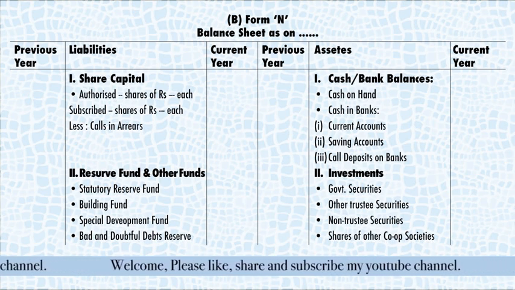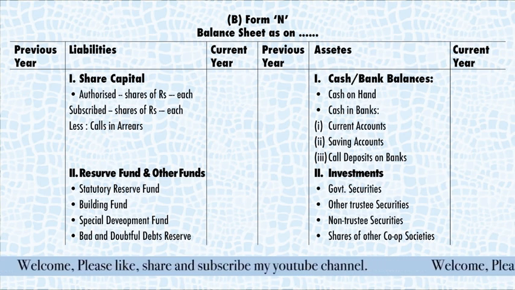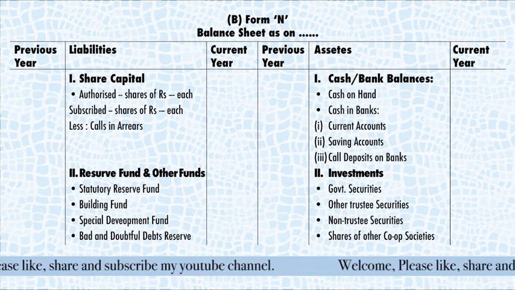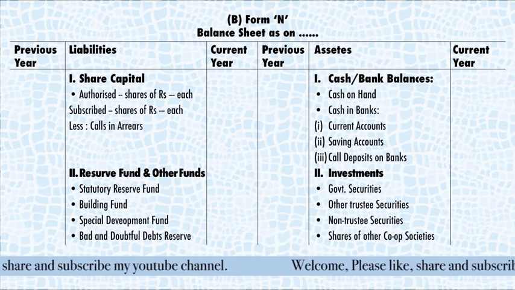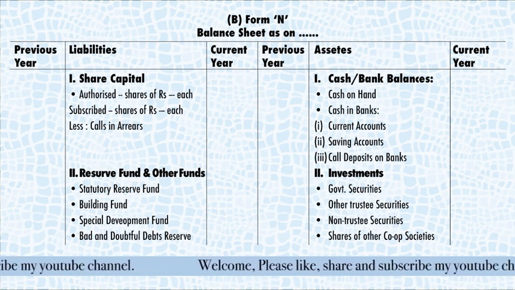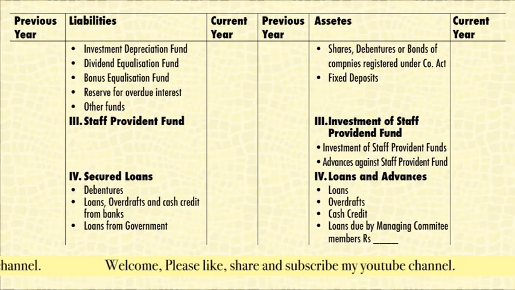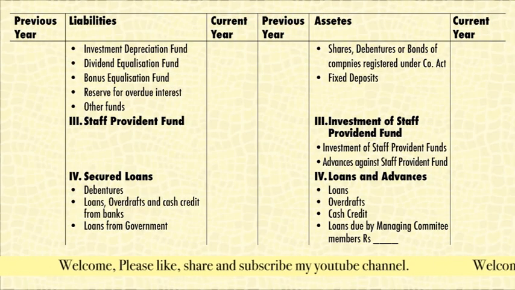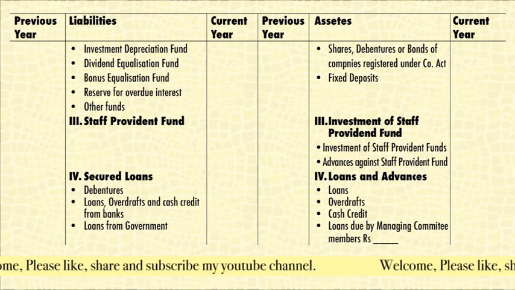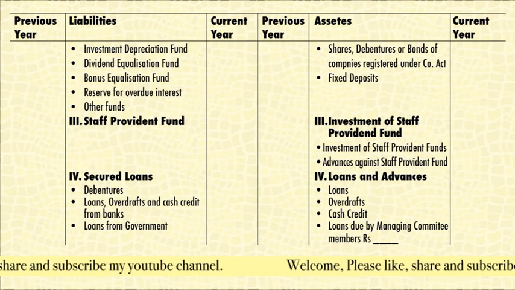The second part is reserve fund and other reserves or other funds. Always remember, in reserve fund you have to take all the reserves, all kinds of funds. You can see the things I've given down: statutory reserve fund, building fund, special development fund, bad and doubtful debts reserve, investment depreciation fund, dividend equalization fund, bonus equalization fund, reserves and other funds. In this you have to take all the reserves and funds which are there in the society.